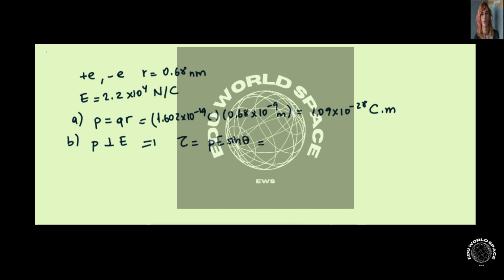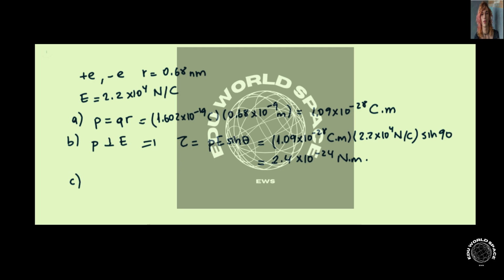We calculated P, 1.09 times 10 to the power negative 28 coulomb meters, and we have the electric field strength 2.2 times 10 to the power 4 newtons per coulomb. And we have theta to be 90 degrees. As you know, sine 90 is going to give us 1. So the torque is going to be 2.4 times 10 to the power negative 24 newton meters.